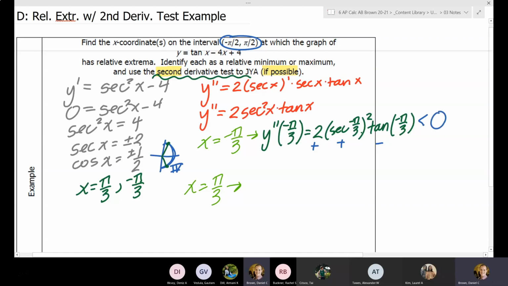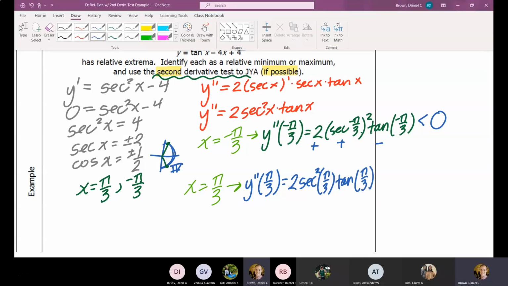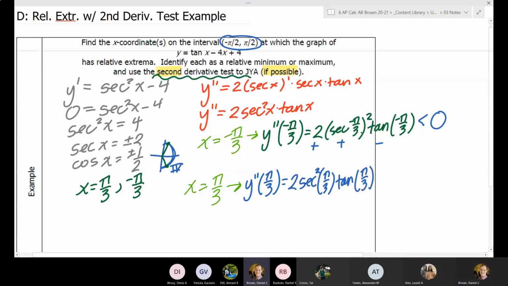So then let's do the same thing for pi over 3. Let's go ahead and plug in pi over 3 into the second derivative. So I have 2 times the secant of pi over 3 squared times the tangent of pi over 3. Again, you can't evaluate it, but we just care about the sign of it. 2 is positive, anything squared is positive. Pi over 3 is in the first quadrant. Tangent in the first quadrant is positive. So this second derivative is greater than 0.